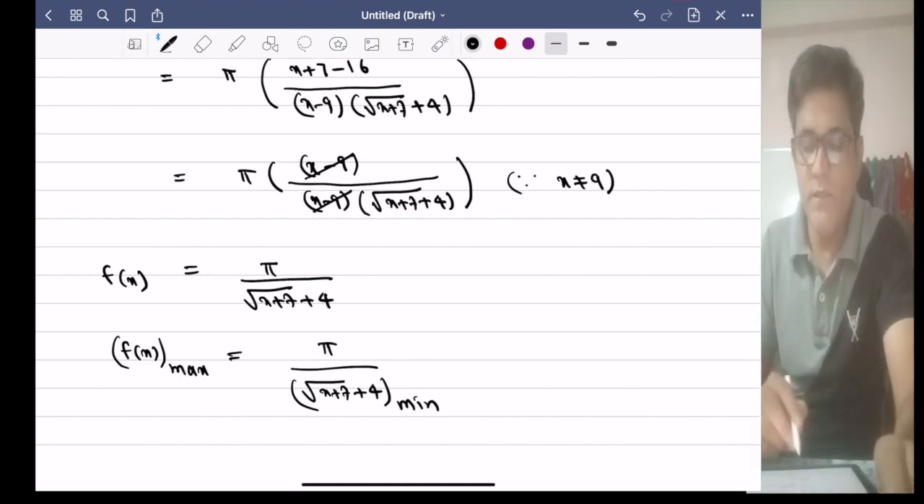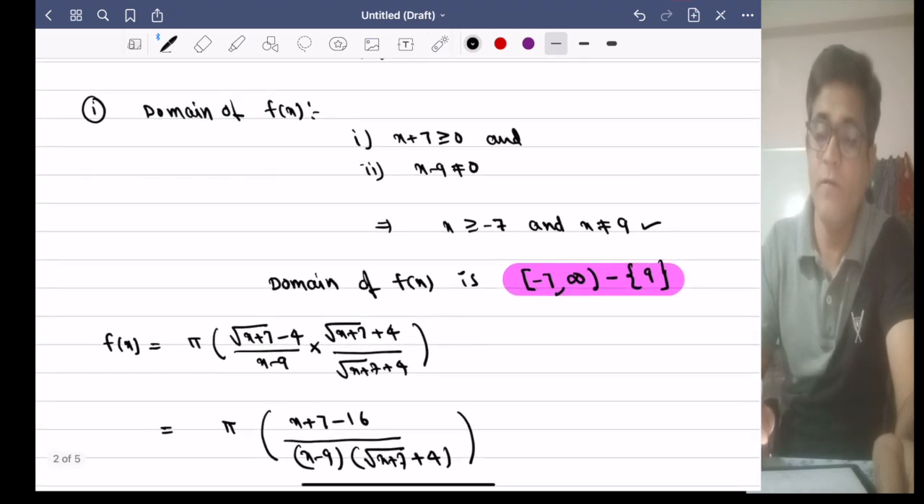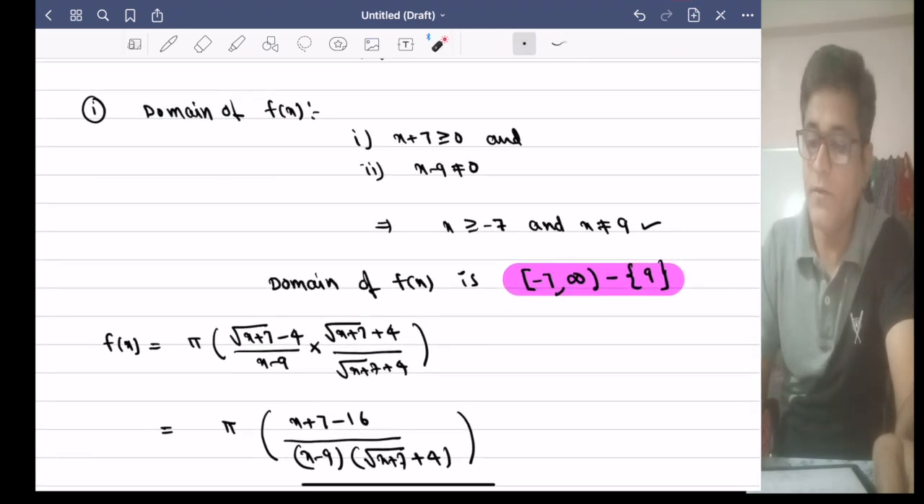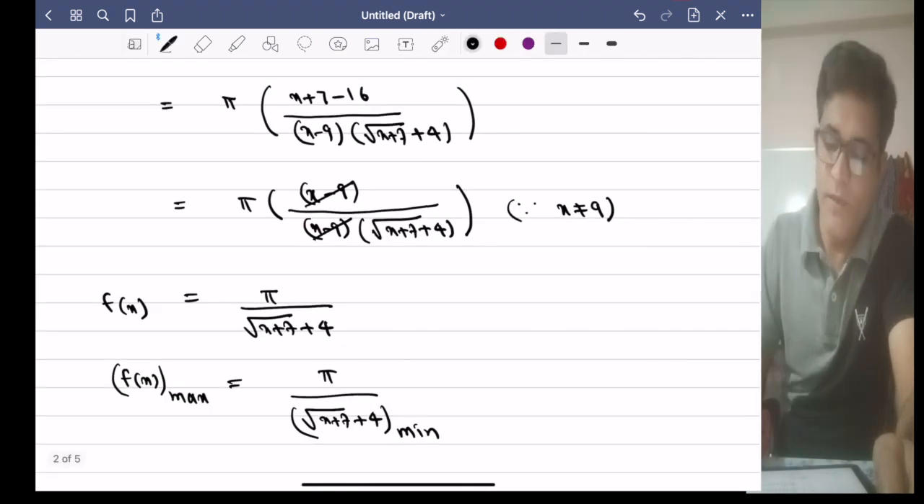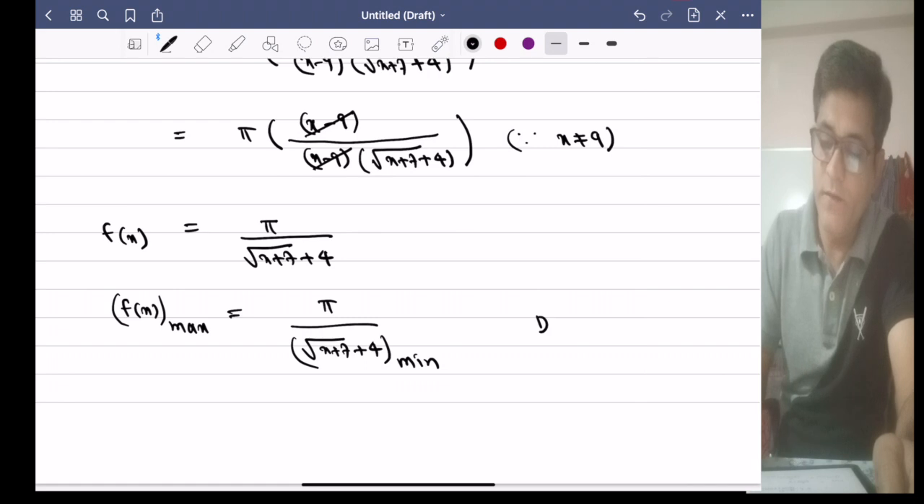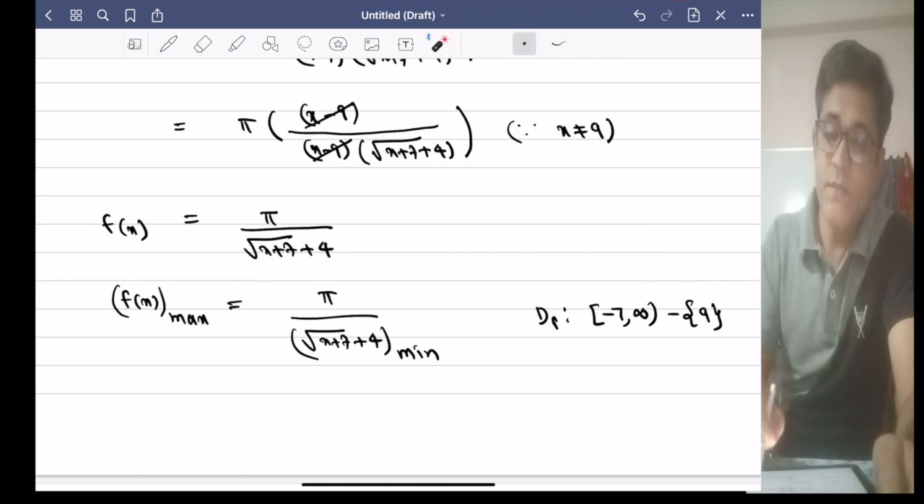When this root x plus 7 plus 4 takes its minimum value in its domain, what is the domain? The domain of the function is closed minus 7 to infinity, except 9. So this denominator takes its minimum value at minus 7.